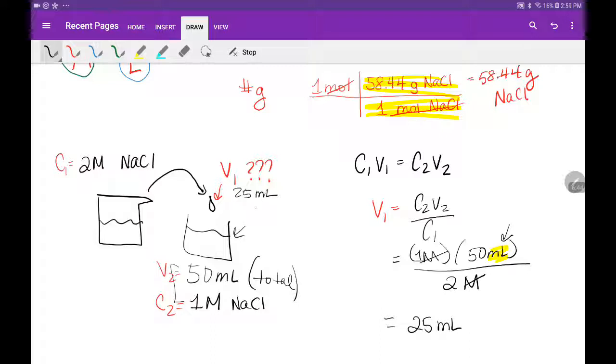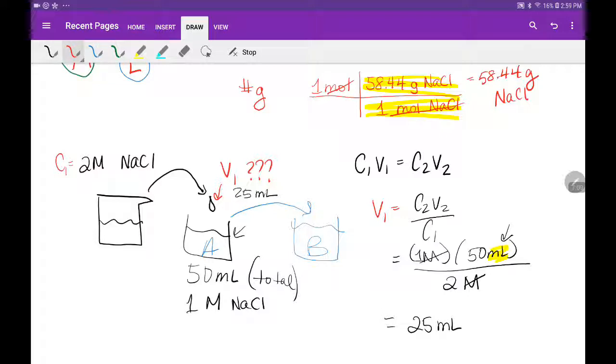And then in the lab, you're going to take this solution and make a whole other solution. So this is labeled A, and then you're going to also make B. And the tricky part is, for the second part to make B, this is no longer V2 and C2. This is now what you're starting with.